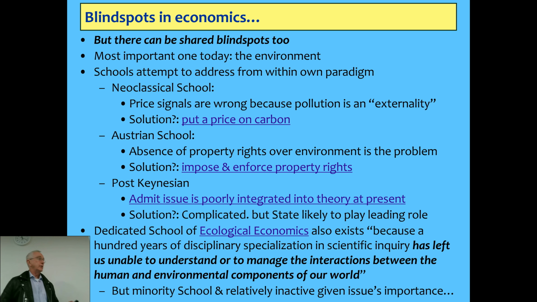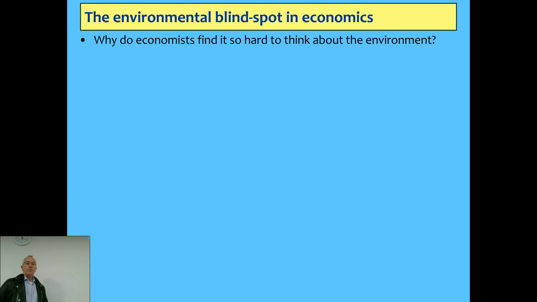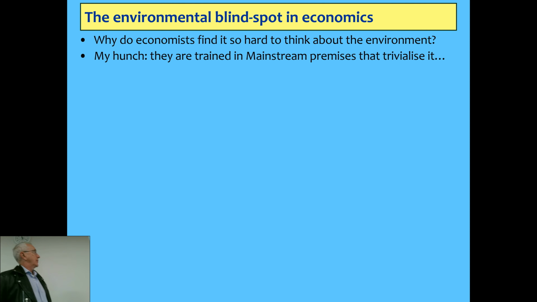But it's a minority school. There are fewer ecological economists than there are post-Keynesian economists, let alone neoclassical economists. So only a tiny amount of work is being done on it. They only get a tiny amount of funding. So there's been very little progress in that absolutely essential area. Now, why do they find it so hard to think about the environment? Well, I think it's because they start from the mainstream, neoclassical point of view, that trivialises the economy because of concepts like perfect competition.